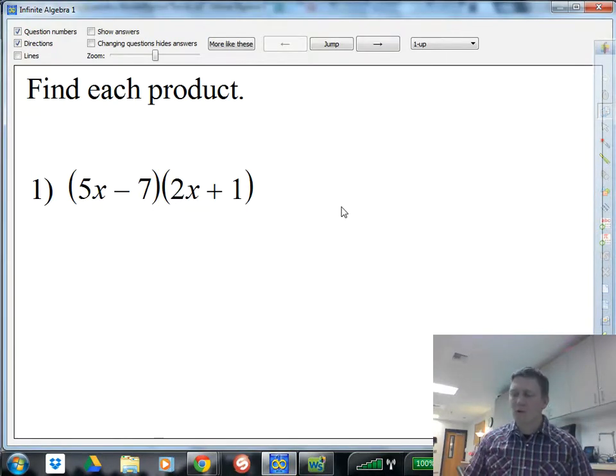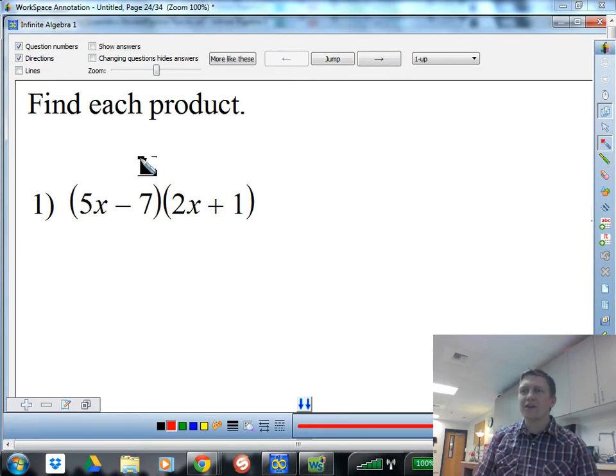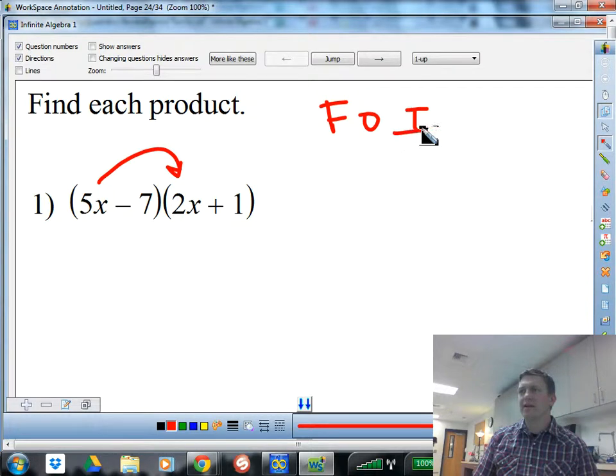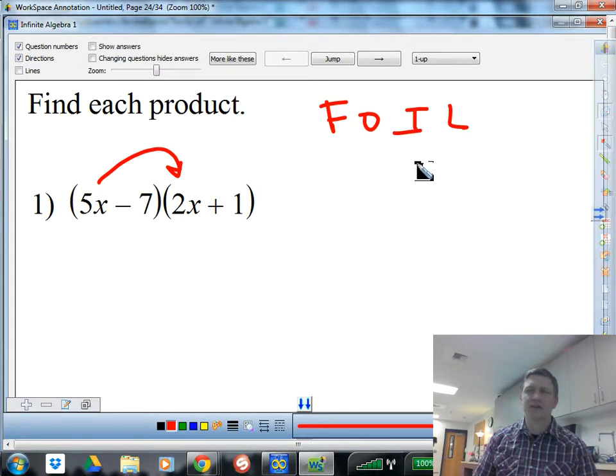Okay, we're going to start with number 1. And all you have to do on number 1 is multiply these. Remember the FOIL method: first, outers, inners, last. So we're going to take the first 2 terms and multiply them together. Then we're going to take the last 2 terms and multiply them together. Kind of like distribute, distribute.